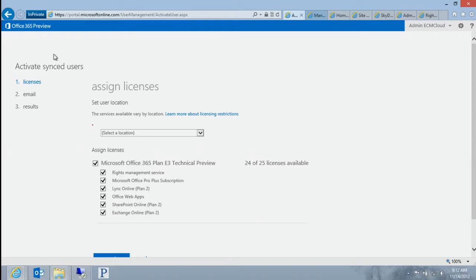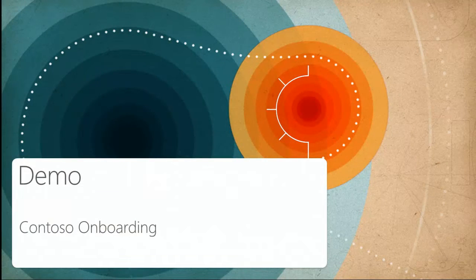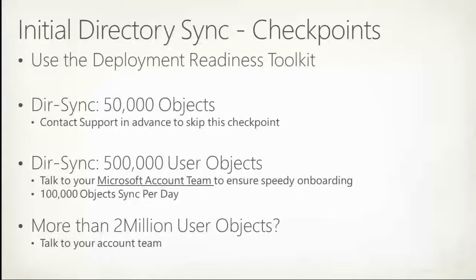So, quick recap. We saw Active Directory Sync. The Deployment Readiness Toolkit is the best place to start. Once you run that, it's going to give you information about your Active Directory, how large it is, and what information you need to know to ensure your initial onboarding experience goes smoothly.